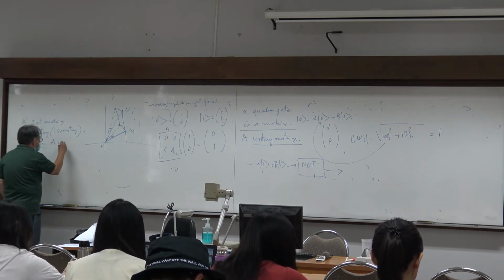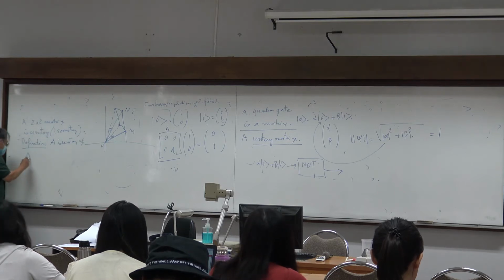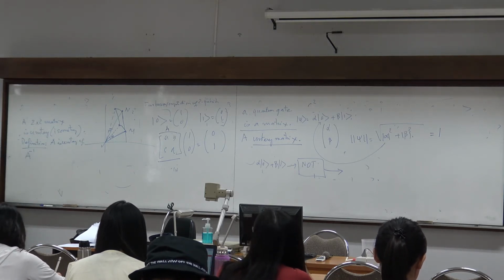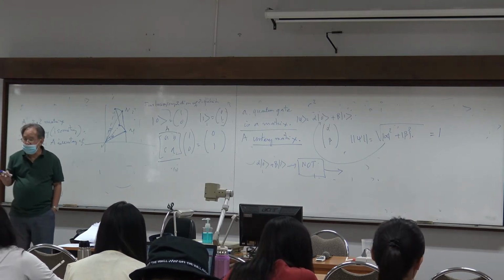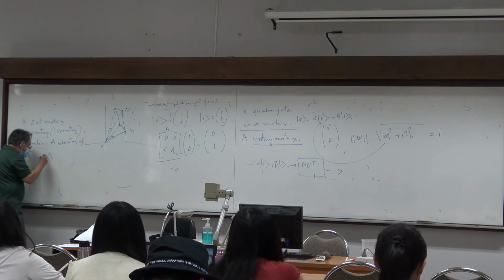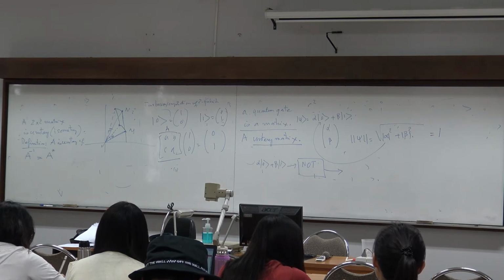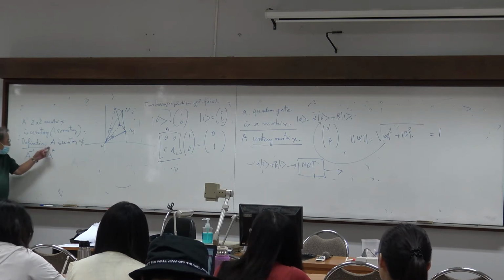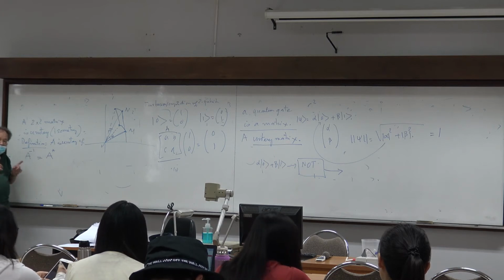A is unitary if the inverse exists. In other words, the determinant is not zero. And the inverse is equal to the transpose. Two conditions. A matrix is unitary if it has an inverse, and the inverse happens to be equal to its transpose.